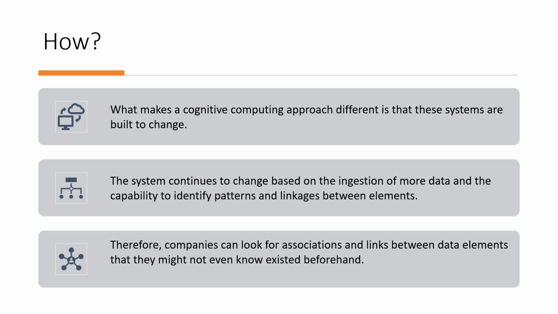It is simple: these systems are built to change. They are going to adapt to the change. They are going to learn consistently. The system will change based on the ingestion of more and more data, and the capacity of the system to identify patterns and linkages between elements makes it really superior. The ability to learn, to accept more data ingestion, to understand more data and to identify patterns is making it really superior. So the companies can really look into associations and links between the data elements that they might not even know existed beforehand. So we are getting more insights, and that's possible through the cognitive computing approach.